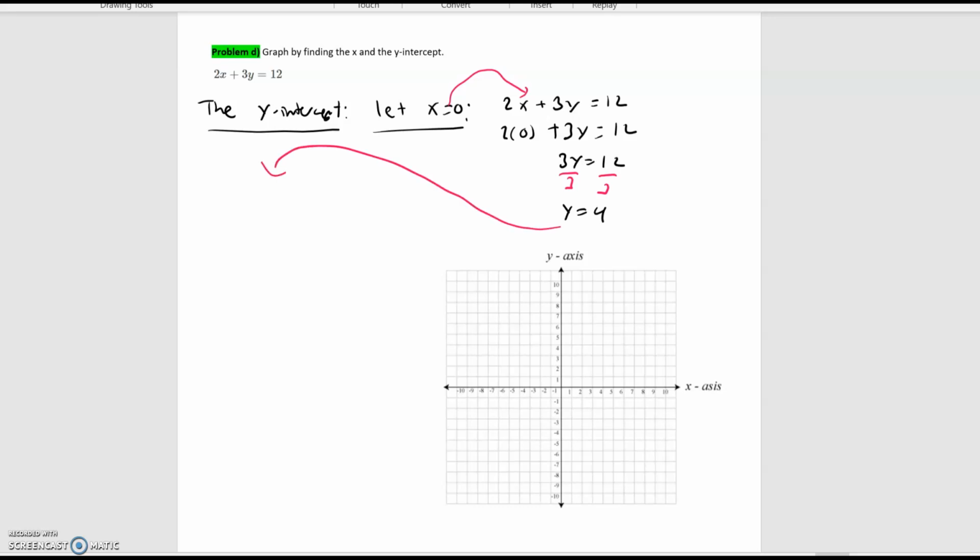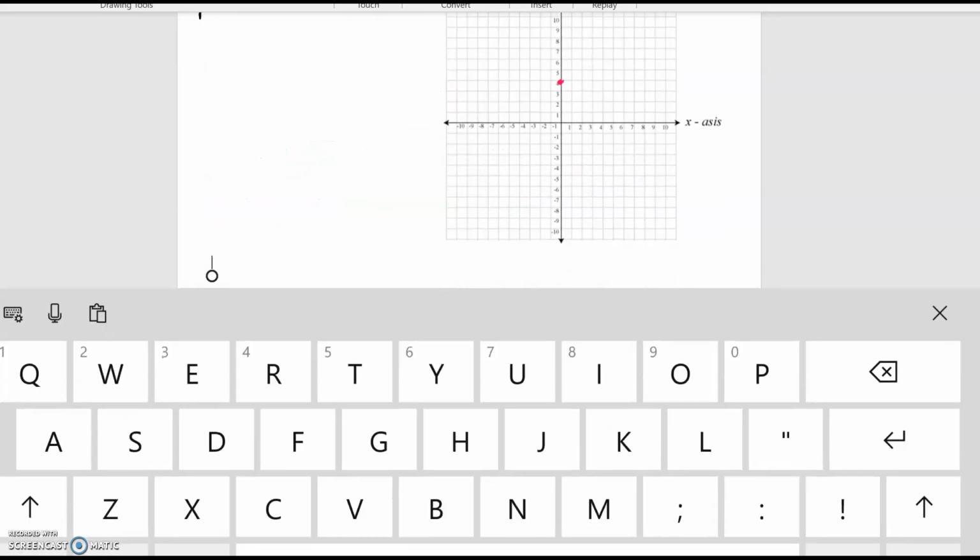And then let me just rewrite it. The y-intercept is at 0, 4. So that's going to give us this coordinate point. And then the x-intercept.